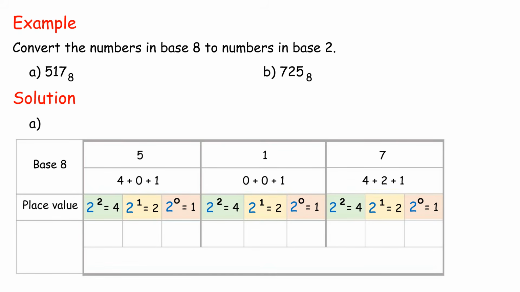Next, write down the digit in base 2. 5 is 4 plus 1, so below the place value of 4 and 1, write 1, and the rest write 0. 1 is 1, so below the place value of 1, write 1, and the rest write 0. 7 is 4 plus 2 plus 1, so below the place value of 4, 2 and 1, write 1. Therefore, 517 in base 8 equals 101, 001, 111 in base 2.